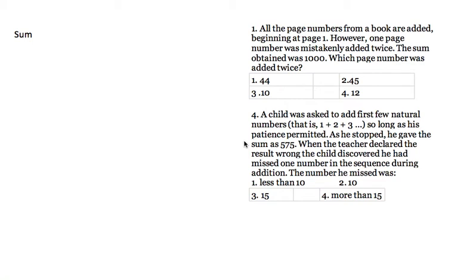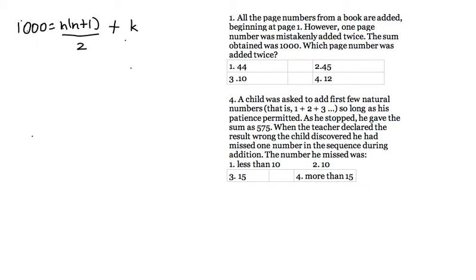Everyone. Next in line, we have two similar questions. The first one, you have page numbers being added, and one page number is added twice. Sum here is 1000. So we can see that you have two variables. You first have to find out how many page numbers were added, which let's say is n, and then you have to find out the page number that was added twice. Let's call it k.